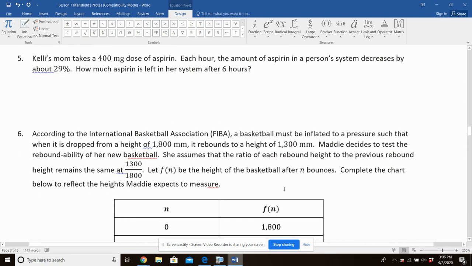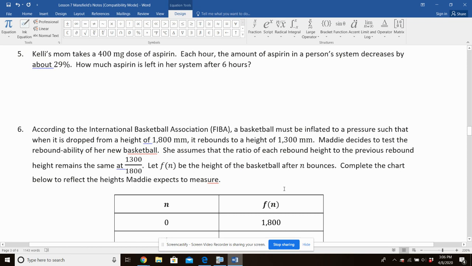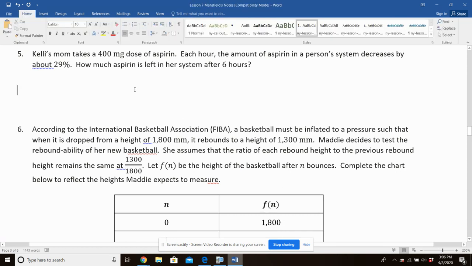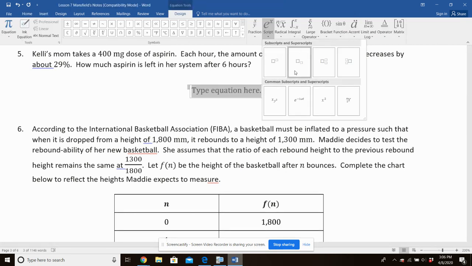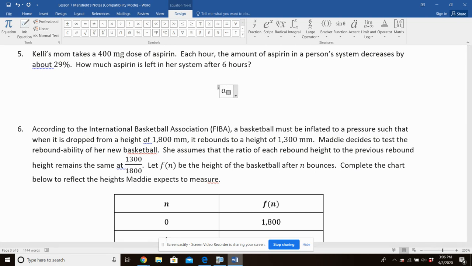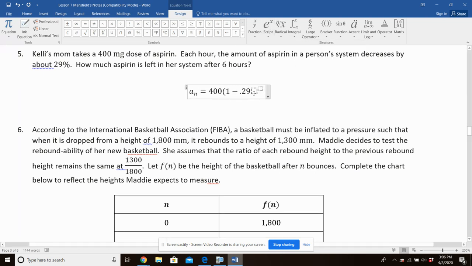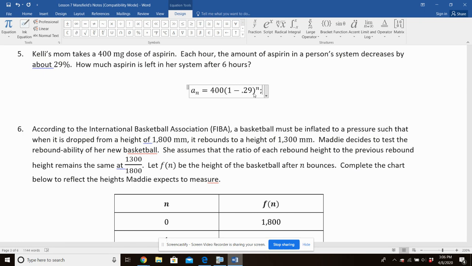Kelly's mom takes 400 milligram dose of aspirin each hour. The amount of aspirin in her system decreases by about 29%. How much is left? So let's start off writing us an equation. A sub n equals her initial amount, 400, 1 minus the amount she's losing, 0.29. And then because, again, I'm using the initial amount, I'm going to raise it to the power of x, t, or n, whatever you like. And how much is left in her system after 6 hours?